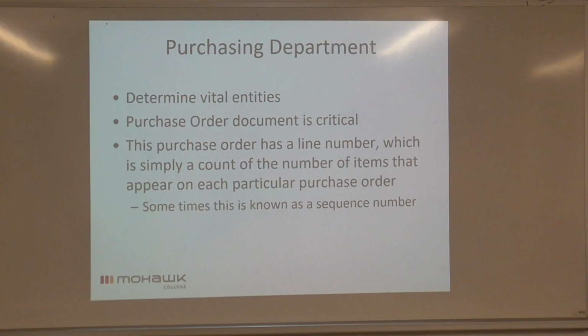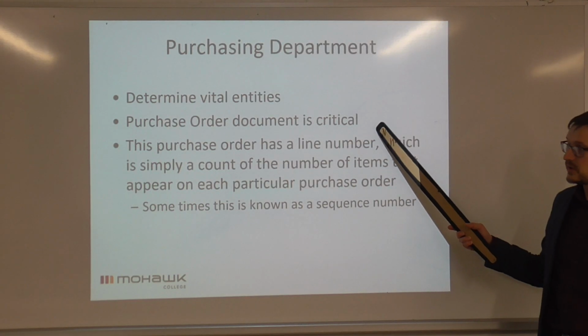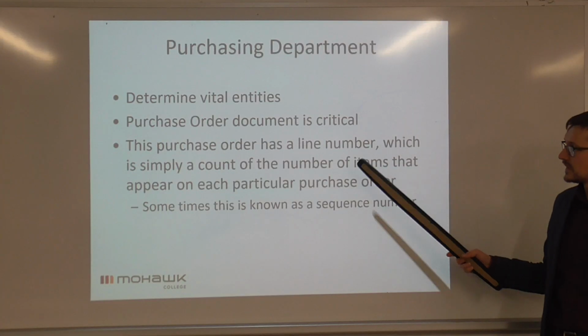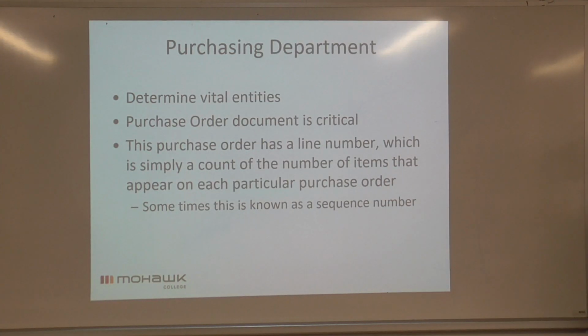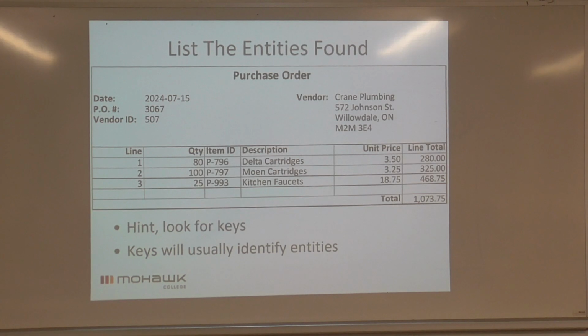We must determine our vital entities from our purchase order document. This purchase order has a line number, which is simply the count of the number of items that appear on each particular order. Sometimes this is known as a sequence number. That's going to be vital.